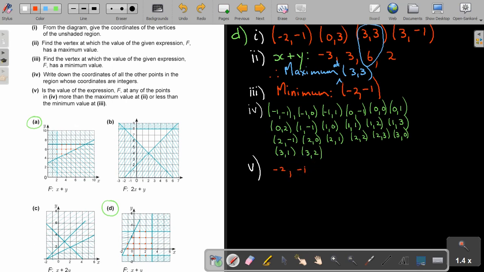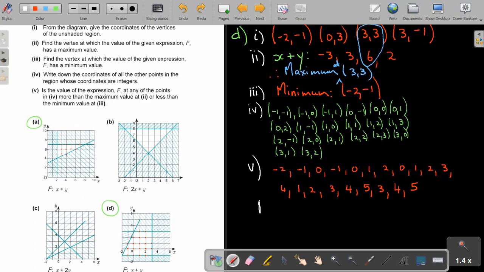-2, -1, 0, -1, 0, 1, 2, 0, 1, 2, 3, 4, 1, 2, 3, 4, 5, 3, 4, 5. Now if you look at these values, is there one that's even reaching the highest, the maximum? No. Is there one that's reaching the lowest, -3? No. So no. You can just end by saying no.